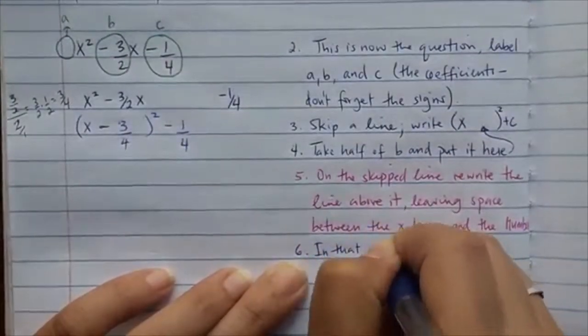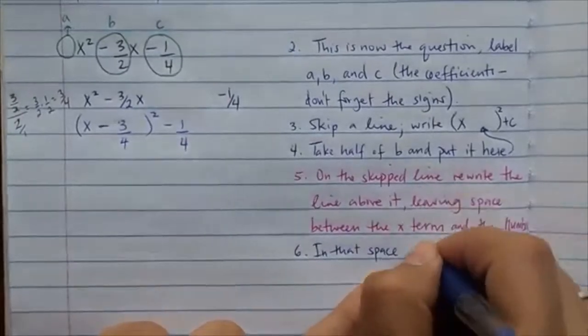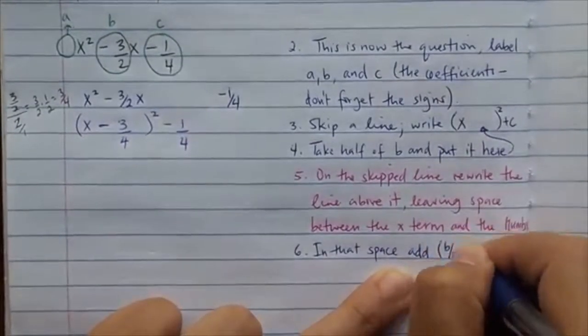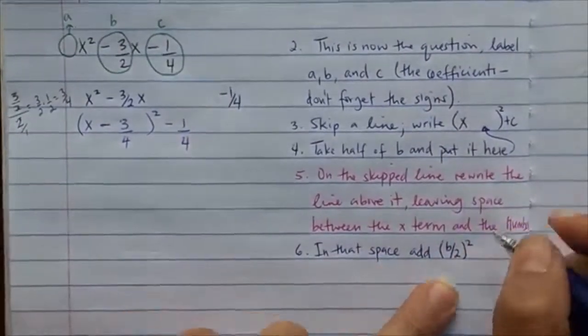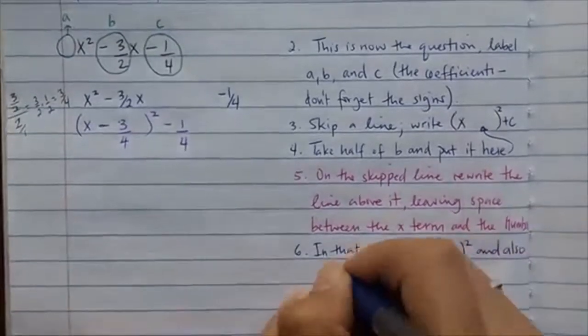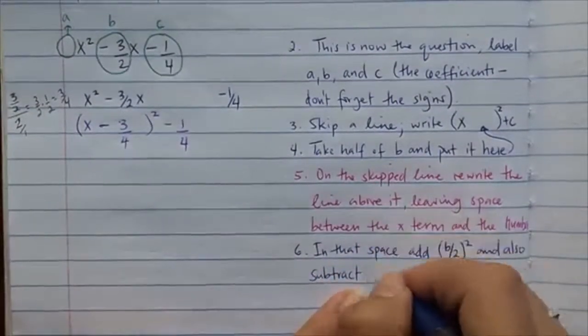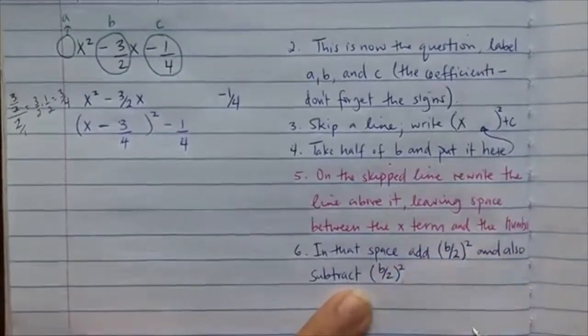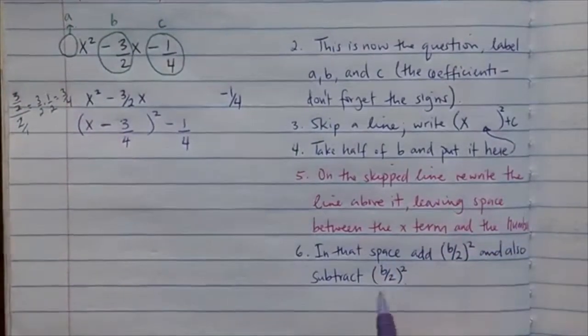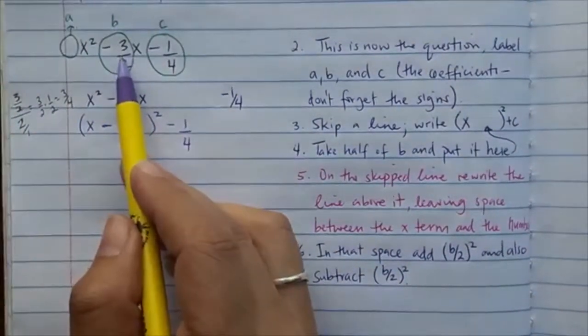Alright, number 6, in that space, add b over 2 all squared, b divided by 2 all squared, and also subtract b over 2 all squared. The reason we do this is when you add something and subtract it, we haven't really changed anything, but I'm going to use my addition to do something.